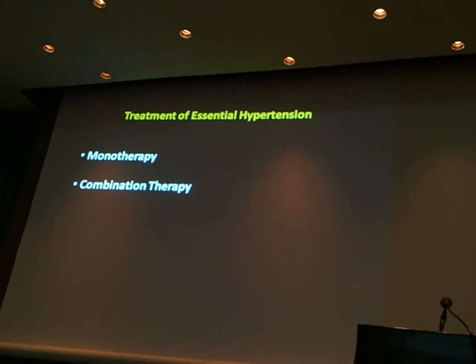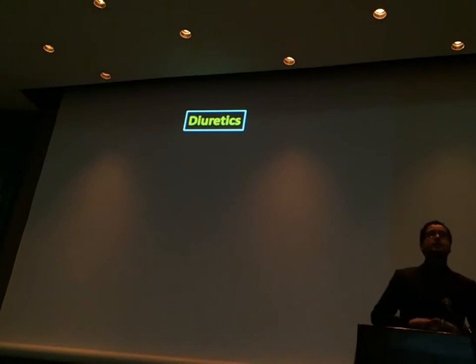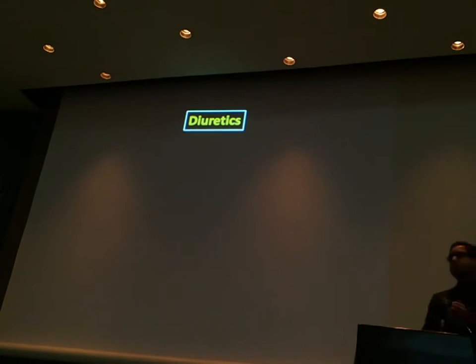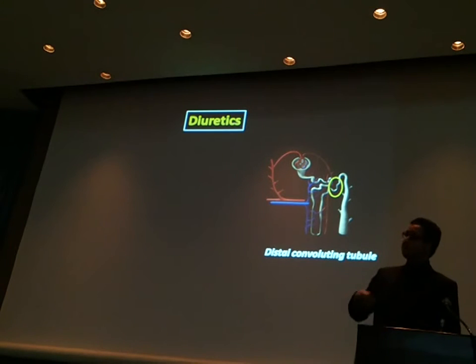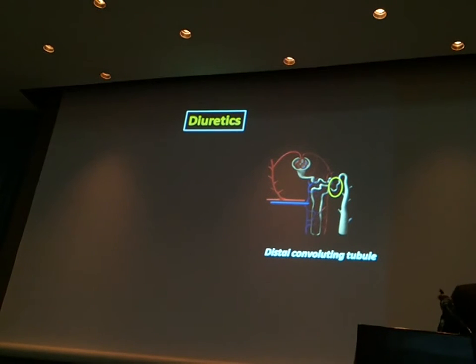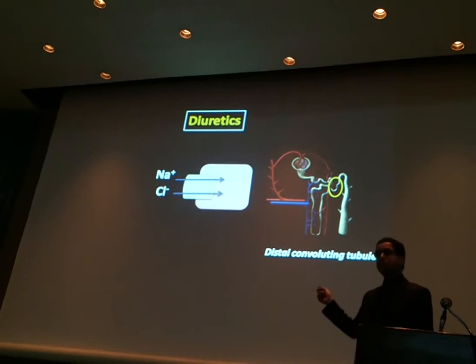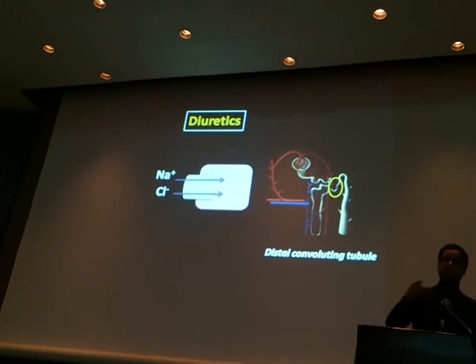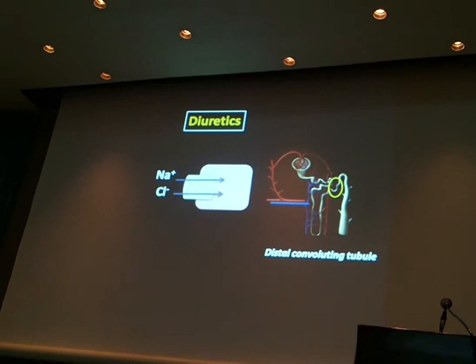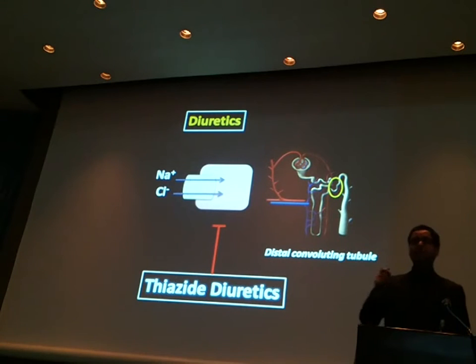Now, we will start with the first and major class of antihypertensive drugs, and it's the diuretics. Again, I'm not going to go through the basic principles. You can refer to the previous lecture. Diuretics can be divided into two major classes. The first one are drugs that target this transporter on the distal convoluted tubule. As you can see, this transporter gets the sodium and chloride back into the body, so it's a reabsorption of sodium and chloride. So we have a class of diuretics that will target this transporter, and these are the thiazide diuretics.